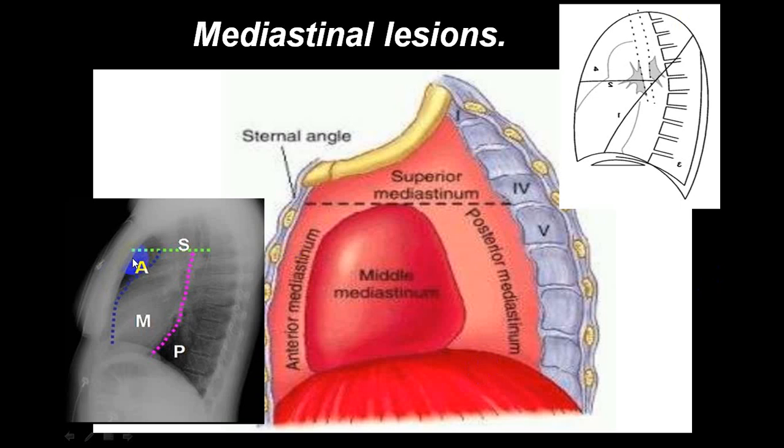So try to look at this. This is the way it looks. This is middle, this is anterior, this is superior, and this is posterior. And these will be the two fissures. This is the oblique fissure, and this is the other fissure, which we call the horizontal fissure.